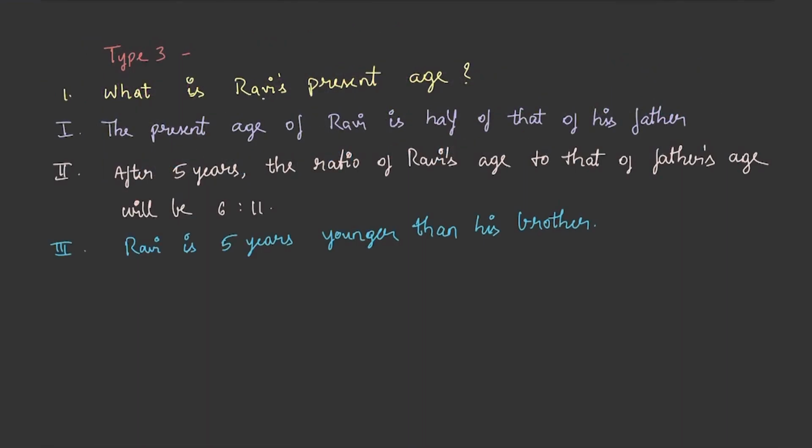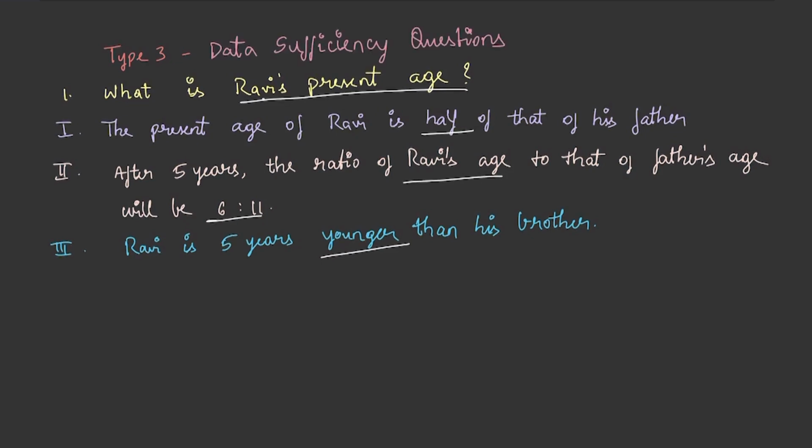And type 3, what is Ravi's present age? There are 3 statements given. The first statement states that the present age of Ravi is half of that of his father. And the second statement, after 5 years, the ratio of Ravi's age to that of father's age will be 6:11. And the third statement, Ravi is 5 years younger than his brother. Here we can find 3 statements and we need to find out which of these statements are sufficient to answer the question. It might be 1, it might be any 2, or all the 3, depending on the question. So let's name this type of question as data sufficiency problems.